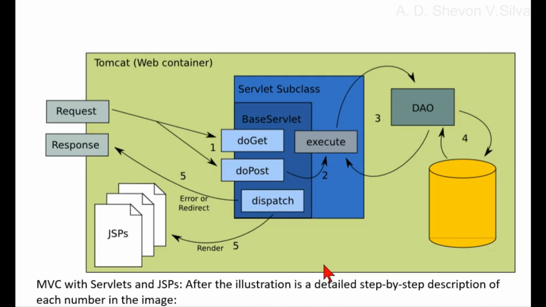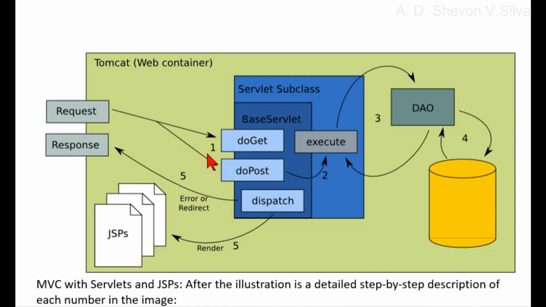Back to the MVC stuff. The following is the illustration that shows how request and response flow is handled in a sample project. After the illustration, now we are going to give a detailed description of each number in the image.